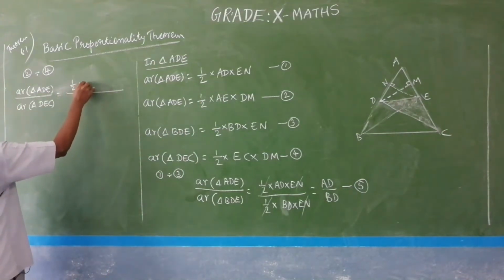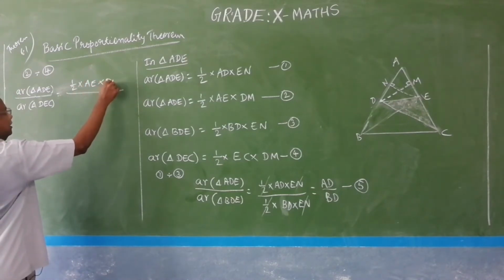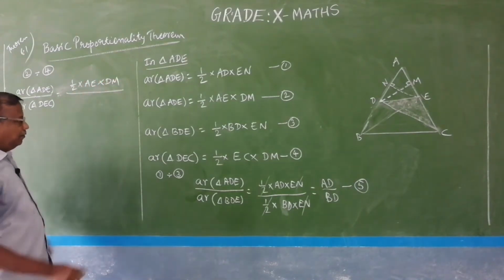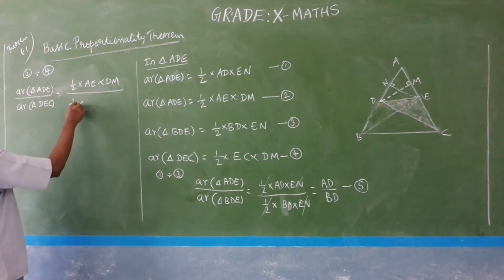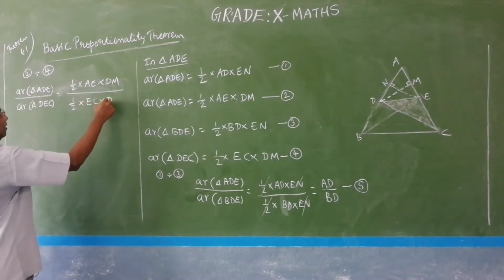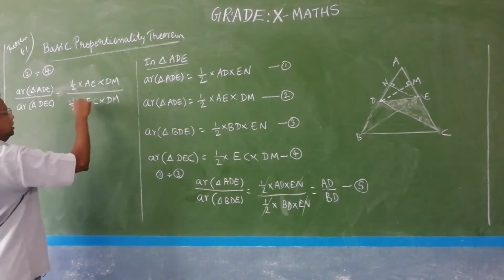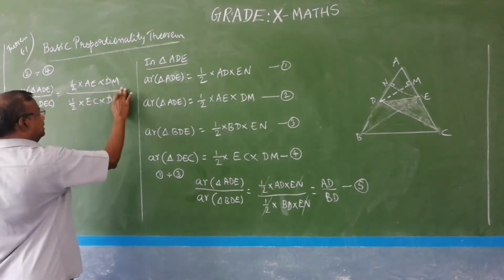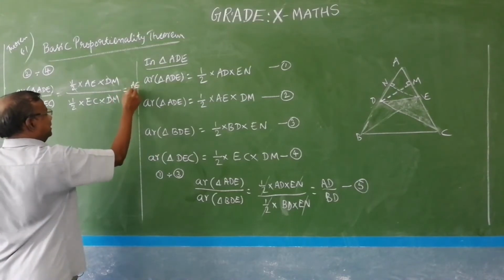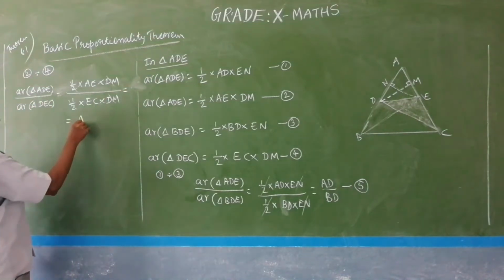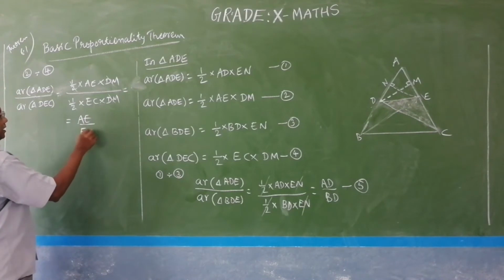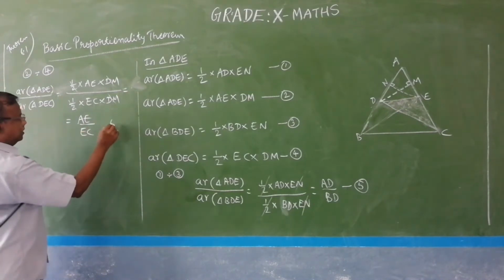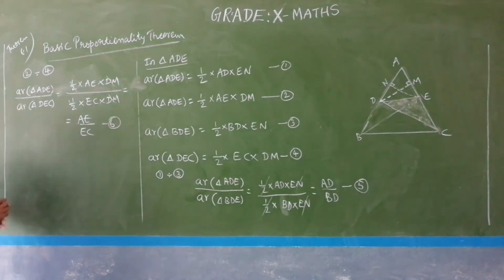Half into AE into DM and divided by half into EC into DM. So eliminating these common factors, we have this is equal to AE by EC. Say this is 6, equation 6.